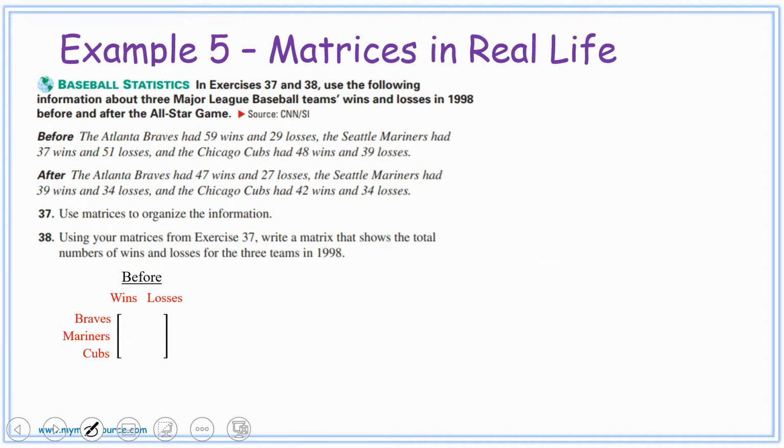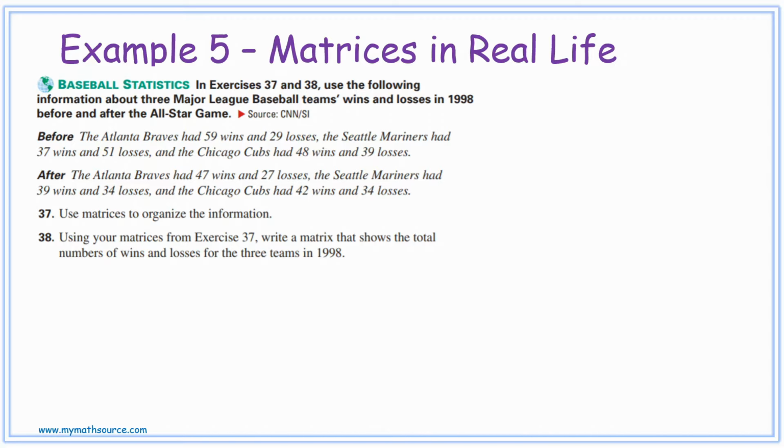All right, let's go to the last thing that we have here. We're going to look at, in example 5, matrices in real life. Now this is taken from the textbook again, on page 304. This one says baseball statistics. In exercises 37 and 38, we're going to use the following information about three Major League Baseball teams' wins and losses back in 1998, before and after the All-Star game.